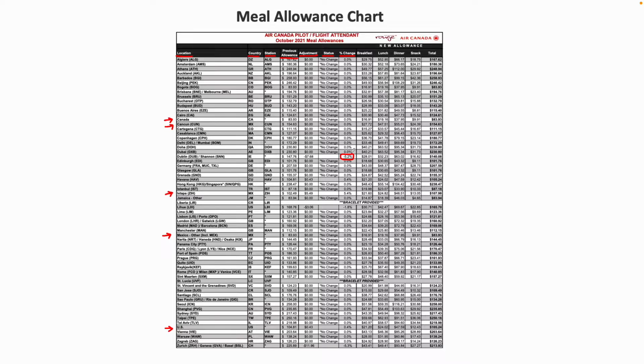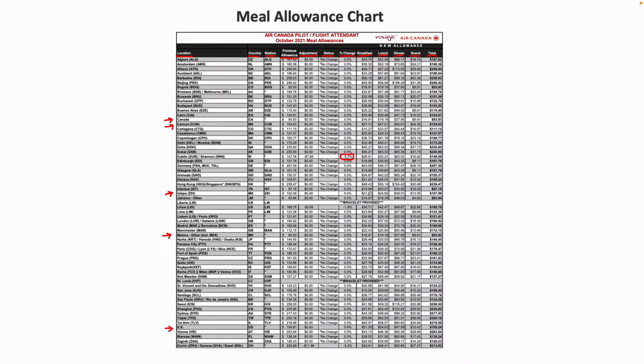So that means that overall, compared to the previous month, there has been a decrease by this percentage in what all the per diems total up to in a given day. And then finally, fairly straightforward, we have breakfast, lunch, dinner, snack, and then what all 4 of those meals total up to.